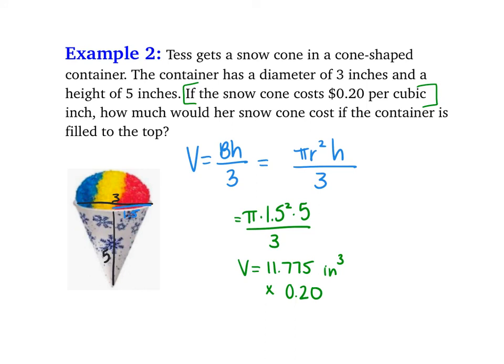And that would tell me that the cost would be $2.36. So in both of these problems, what you did first was find the volume. After you had that volume, then you used that second piece of information to find what you were looking for.